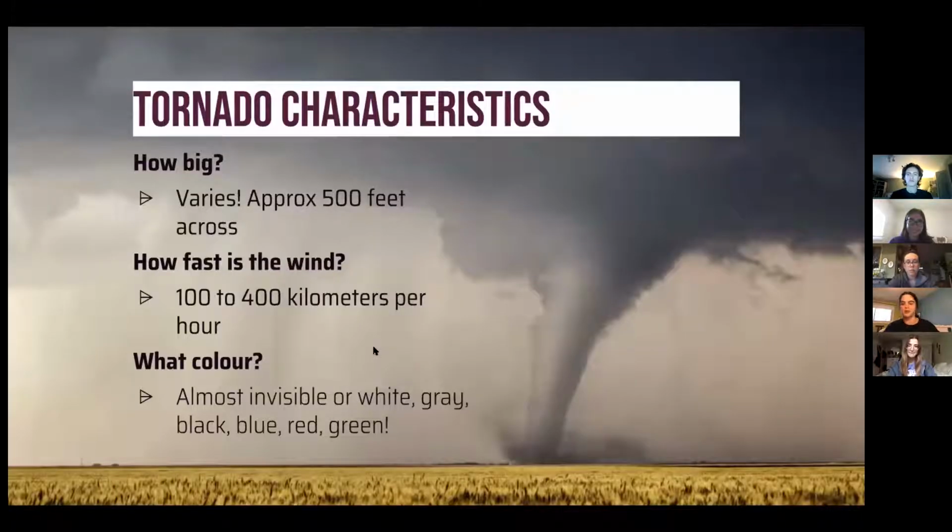Now, a few characteristics of tornadoes. They can be all different sizes, but usually they're about 500 feet across. The winds in tornadoes, obviously very dangerous, can range anywhere from 100 to more than 400 kilometers per hour. We drive about 90 or 100 kilometers per hour on the highway in a car, so you can just imagine how fast the wind is moving. And tornadoes can be all sorts of different colors. They can be almost invisible, like the air, or depending on what materials they pick up along the way, they can be all sorts of different colors.